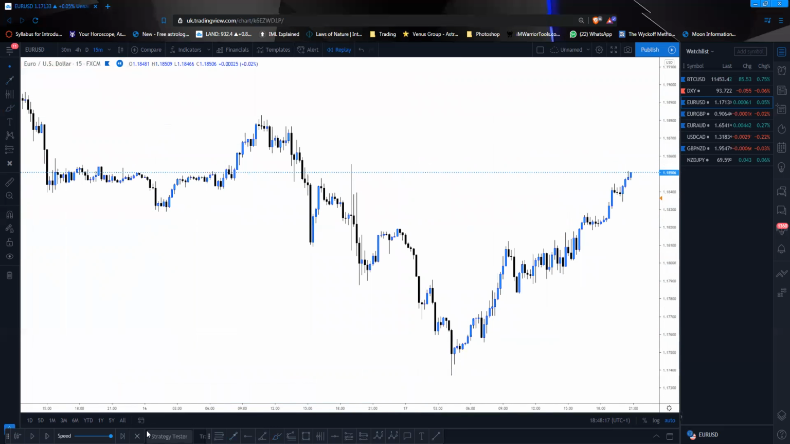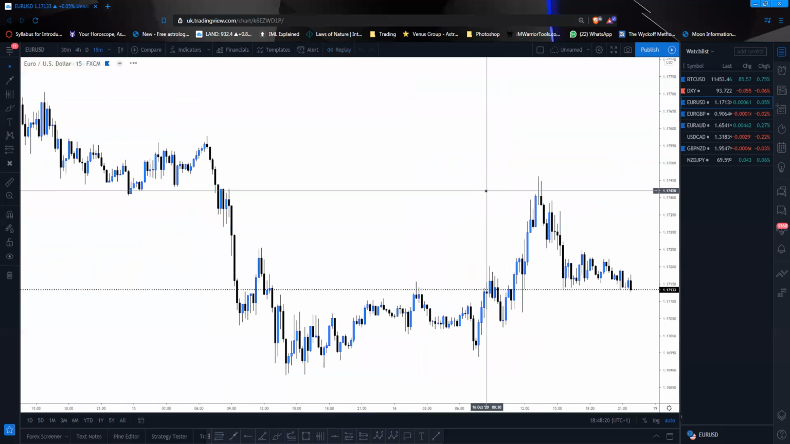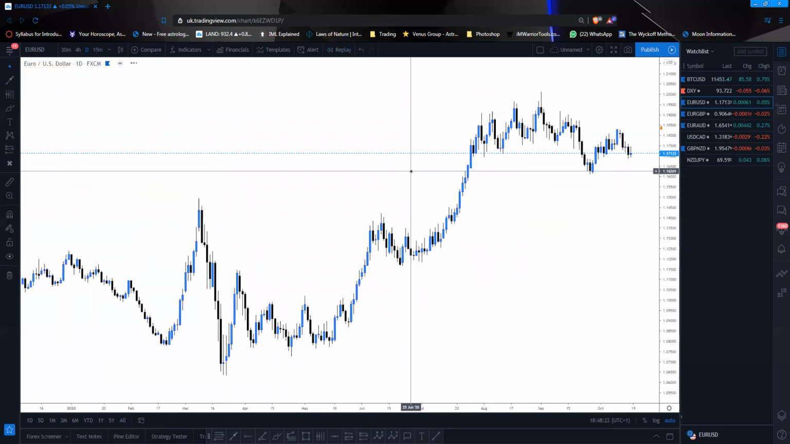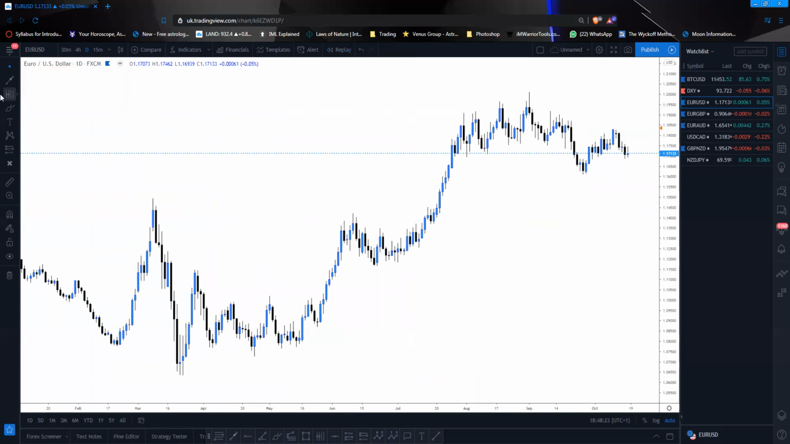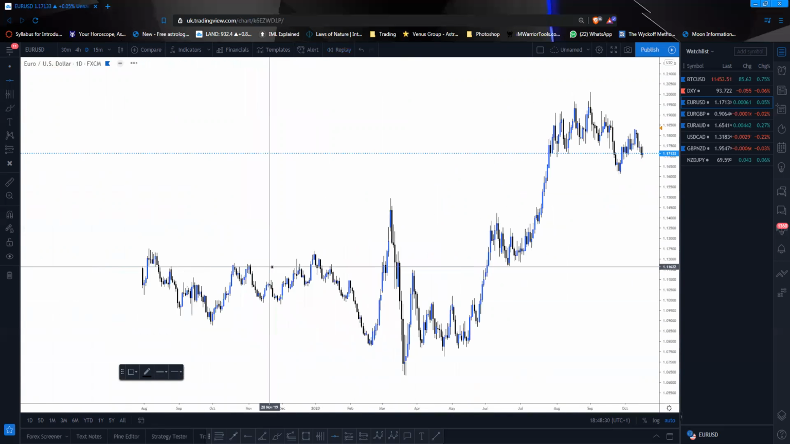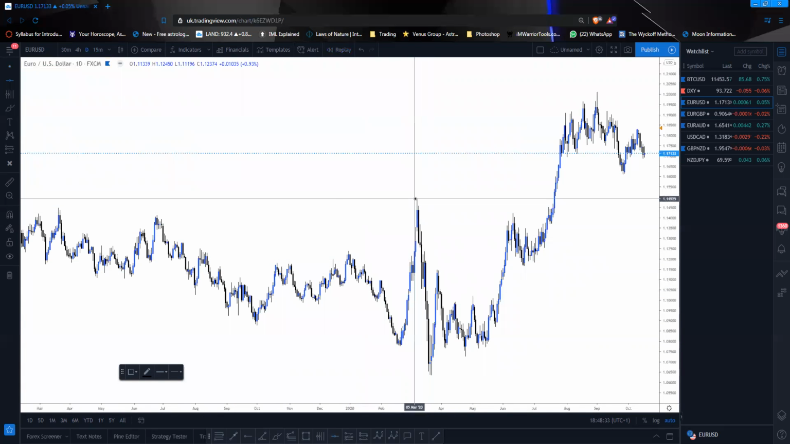So all we're doing is just going to any point in the market and just finding where price reversed. Where did price reverse from? Let's get the lines, get the horizontal ray. Let's take any point in the market. Where did price reverse from?